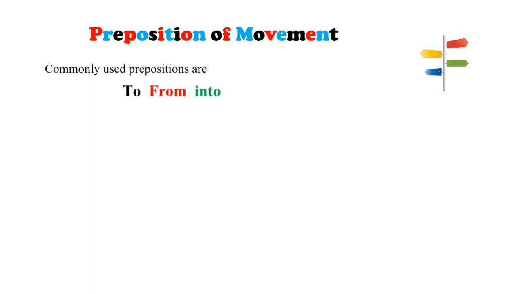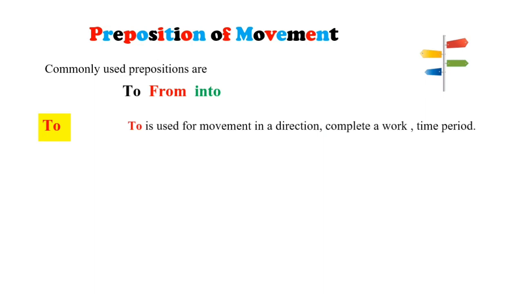And prepositions of movement: how they are moving, in which direction they are moving. So by taking this, a relation is created by the prepositions, and these prepositions are called prepositions of movement. To, from, into. To is used for movement in a direction, to complete a work, or a time period.